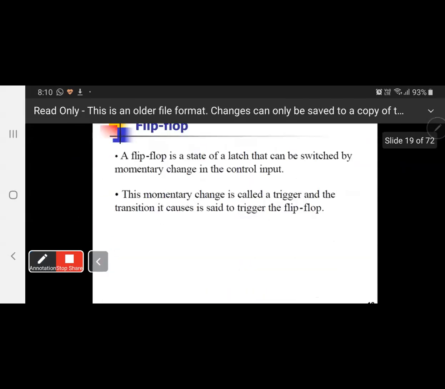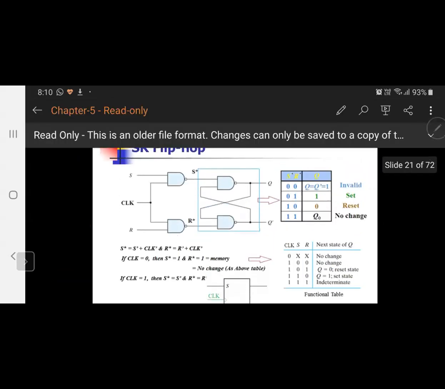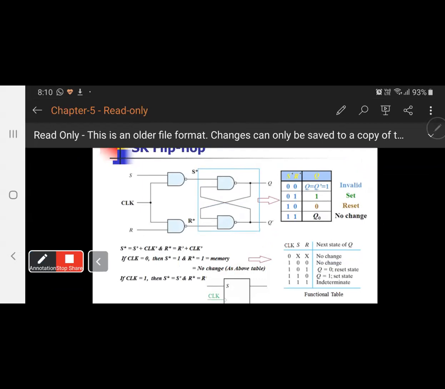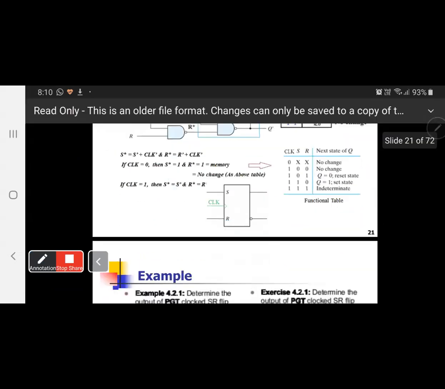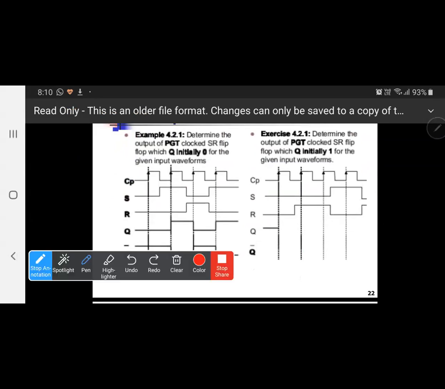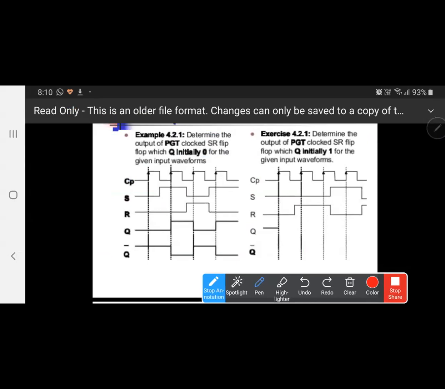So we have done this, alhamdulillah. Now SR flip-flop. So now this is the SR flip-flop here. We have the same table, and it has the clock. Now let's start to solve this waveform. So girls, you need to read it carefully first, and then you should understand, and then we will start.